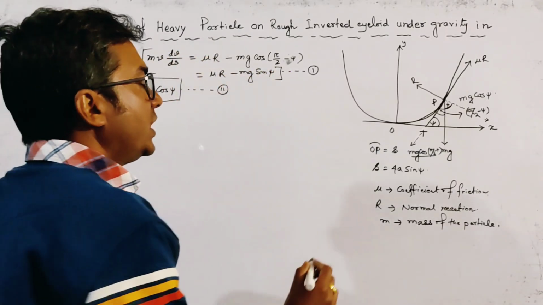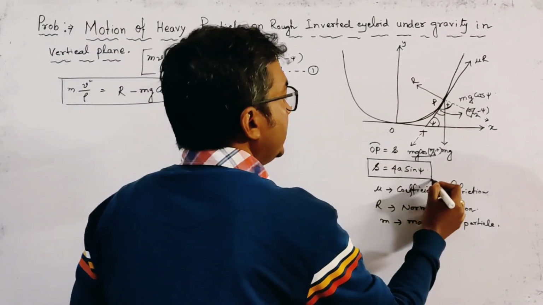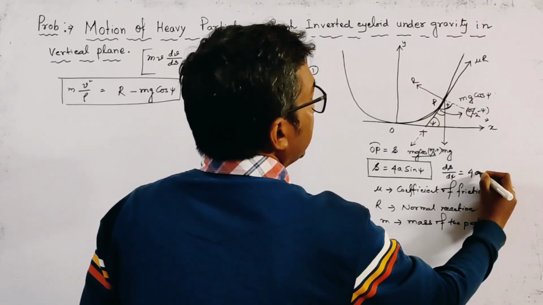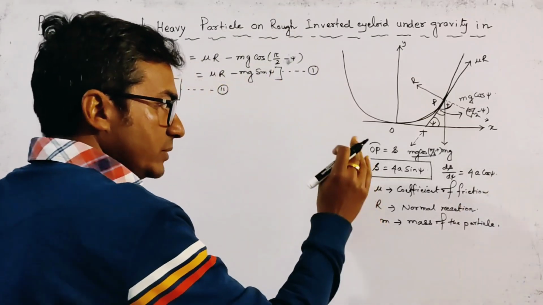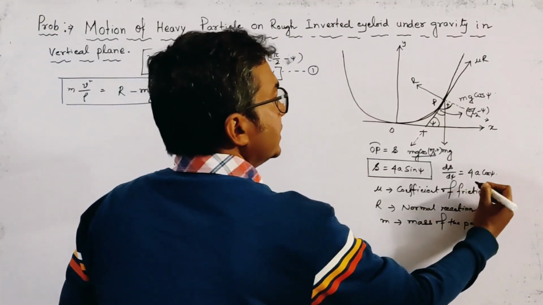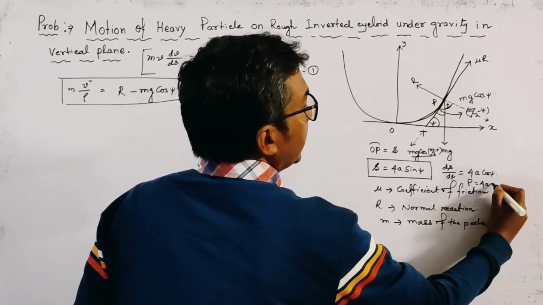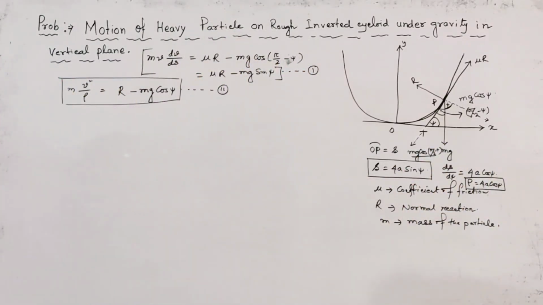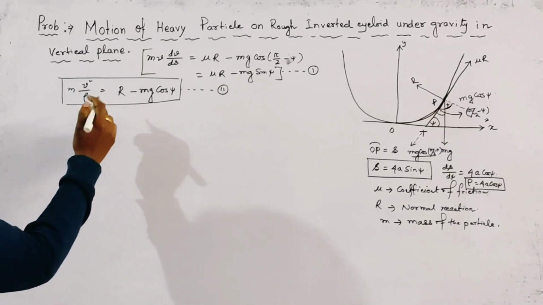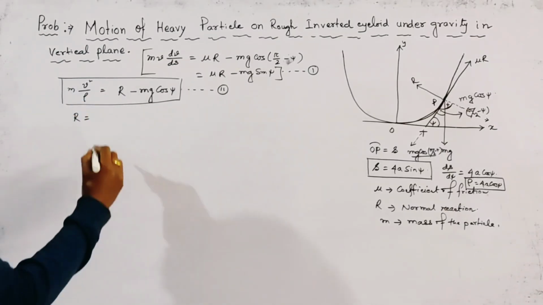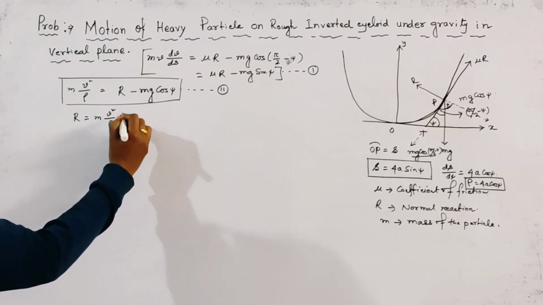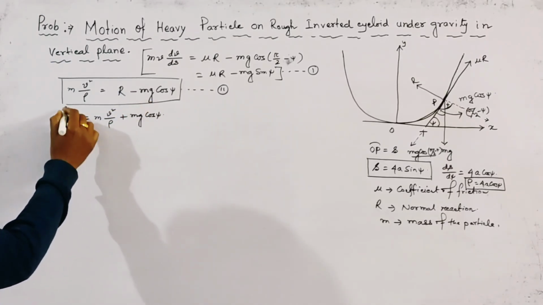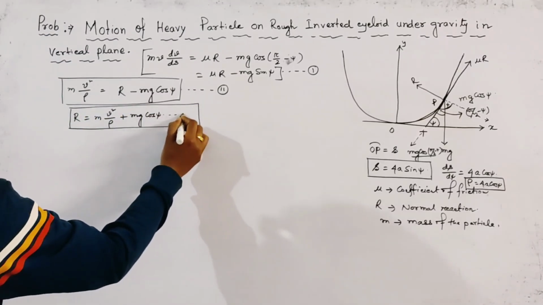And from the intrinsic equation of the cycloid, we first find ds/dψ, which is given by 4a cos ψ. And ds/dψ means ρ, the definition of ρ in intrinsic coordinates. So ρ is 4a cos ψ. Now from equation 2 we find the value of the normal reaction R, which is mv²/ρ + mg cos ψ. Let it be equation number 3.